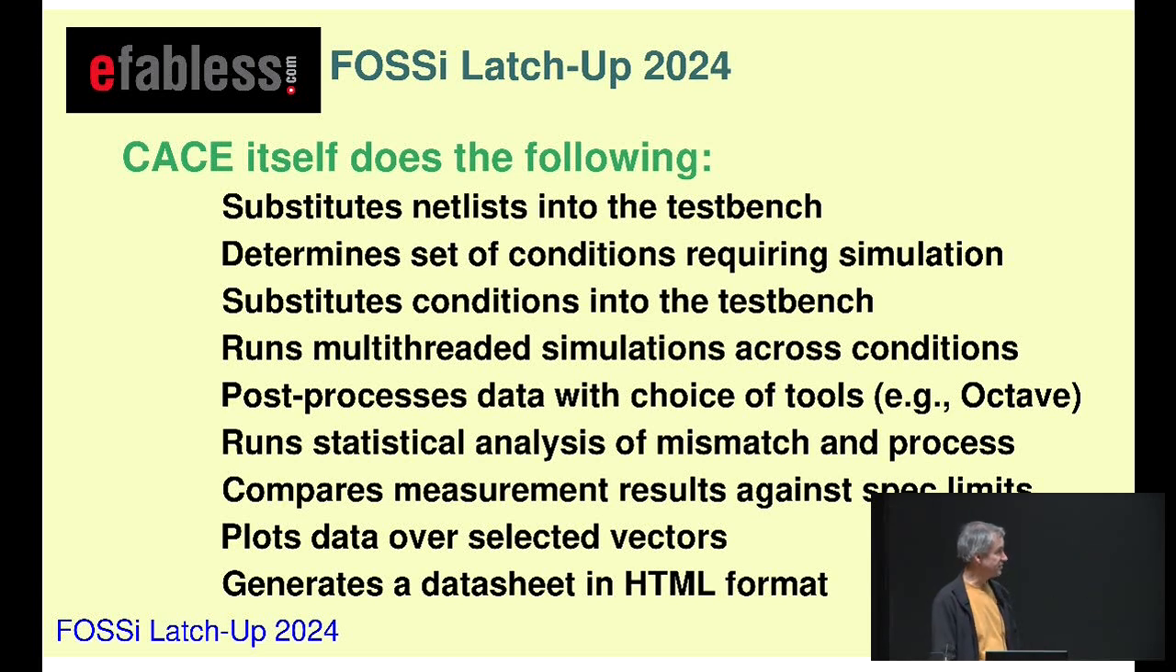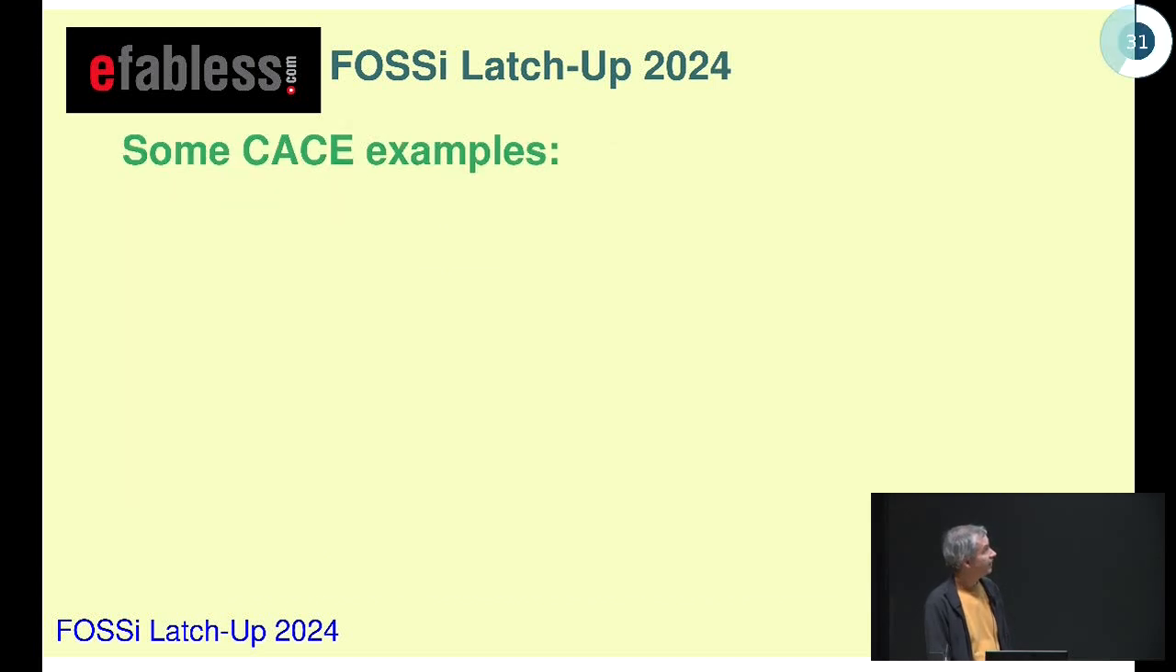And as I mentioned, it can post-process the data either within the simulator or, depending on what you want, Octave, Python, or otherwise. If you have given it a Monte Carlo process, it can figure that out and will run statistical analysis and give you mean and standard deviation. It will compare the measurement results that it gets for each of the electrical parameters against your spec limits and tell you where you have passed and failed. And it will generate plots over various selected vectors that you tell it. And finally, you can press a button and it will give you a nice datasheet in HTML format for the whole thing. So here are a few examples.